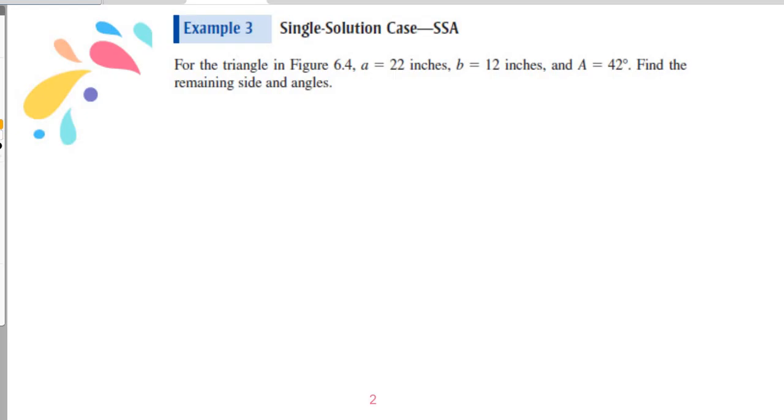So what do we want to do first? Draw a triangle is helpful. So A is 42, little a is 22, and little b is 12. So what do we have to solve for first? Big B, okay? And we have to use which other one? Big A and little a. That's the only ones I have enough information on.